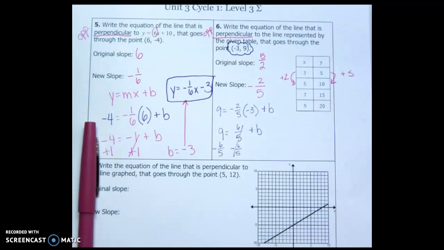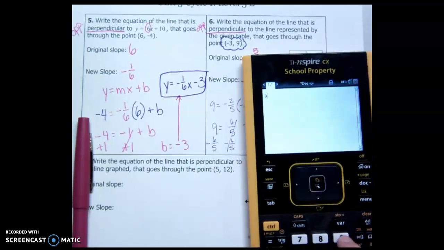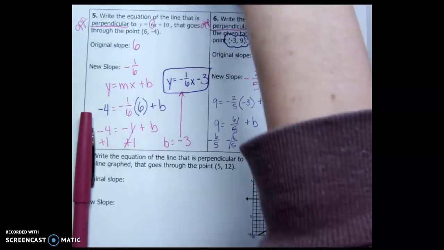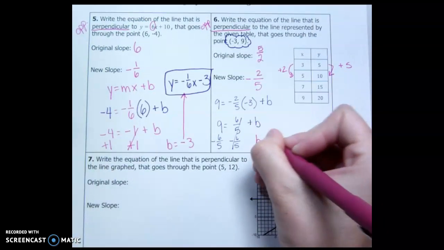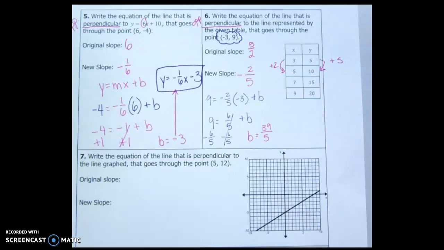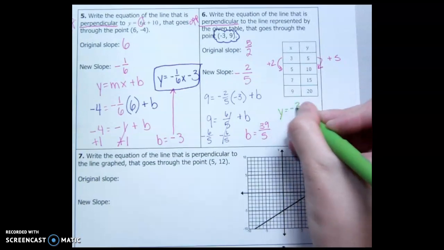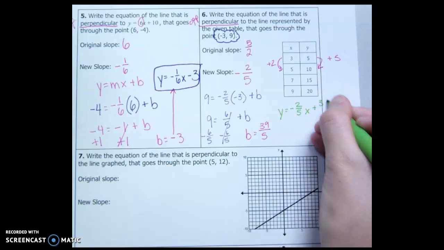And, Miss, how do I do 9 minus 6 over 5? Good question. What we can do is put that in our calculator. Okay. So in my calculator, I can do 9 minus, and then I do control divide to do 6 over 5. And it tells me it's 39 fifths. Is it pretty? No. Is it right? Yes. So b equals 39 over 5. But I'm not done yet. I have to plug it into my y-intercept formula. So that means y equals negative 2 fifths x plus 39 over 5.